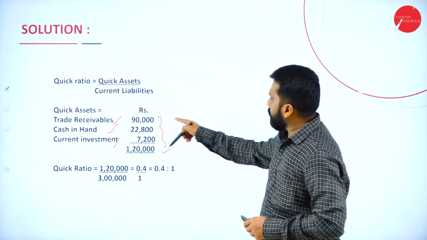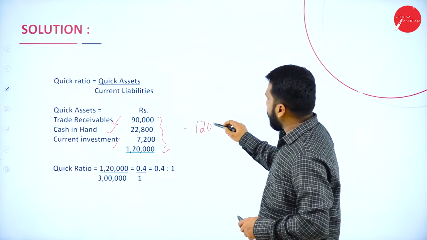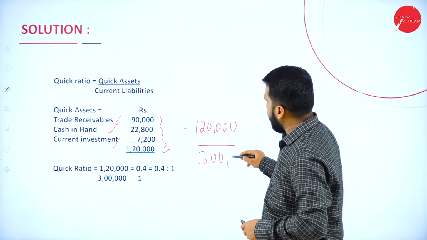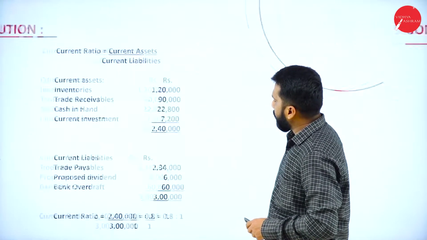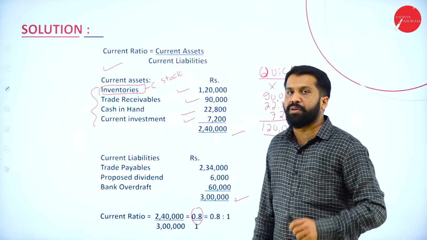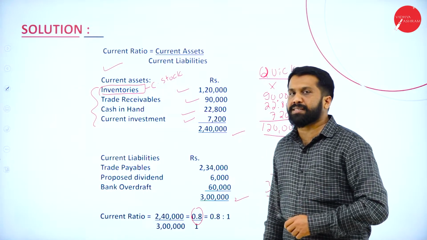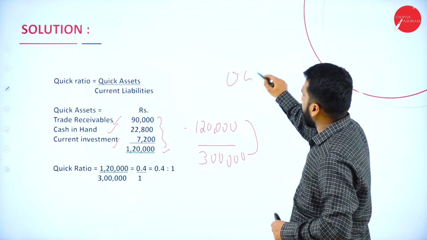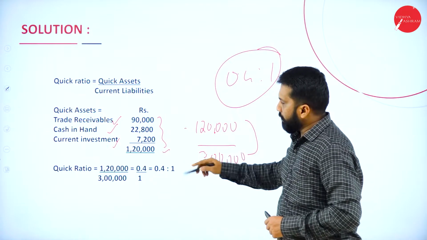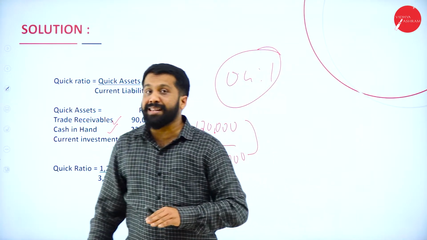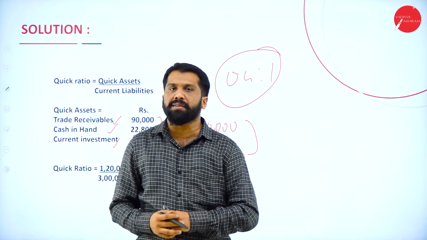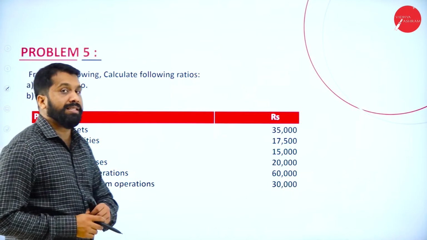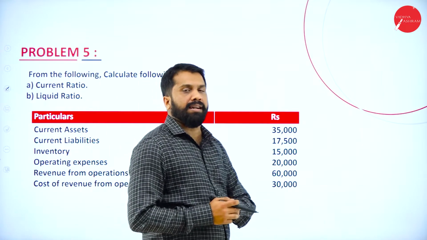Remember. So the total comes to 1,20,000. The current liability comes around 3 lakh. How is it 3 lakh? The same current liability we considered for the current ratio, we have considered now. So it comes to 3 lakh. If you calculate, you will get 0.4:1. So your receivable is lesser than your payable. So this is all about your quick ratio as well as your current ratio.